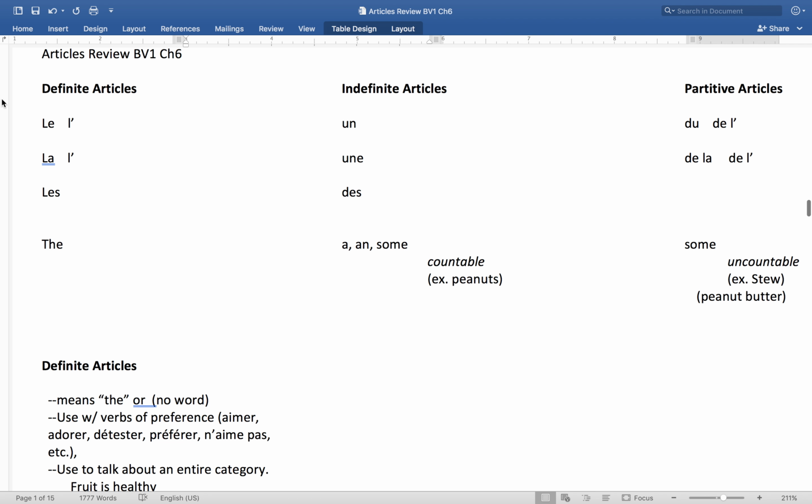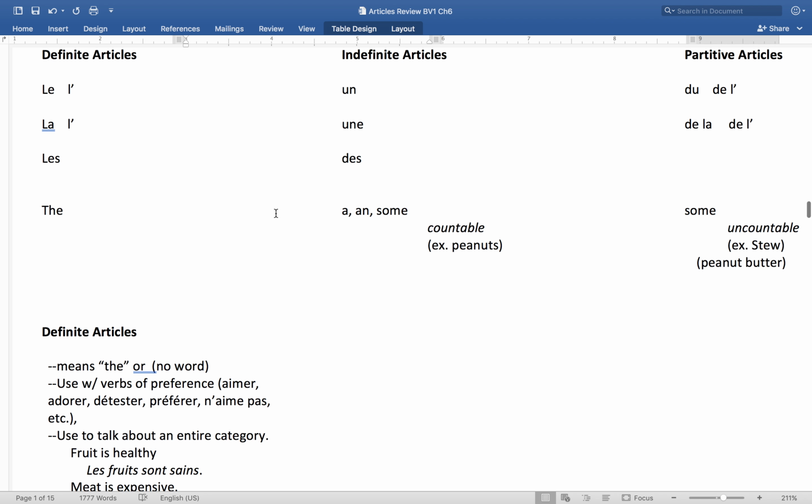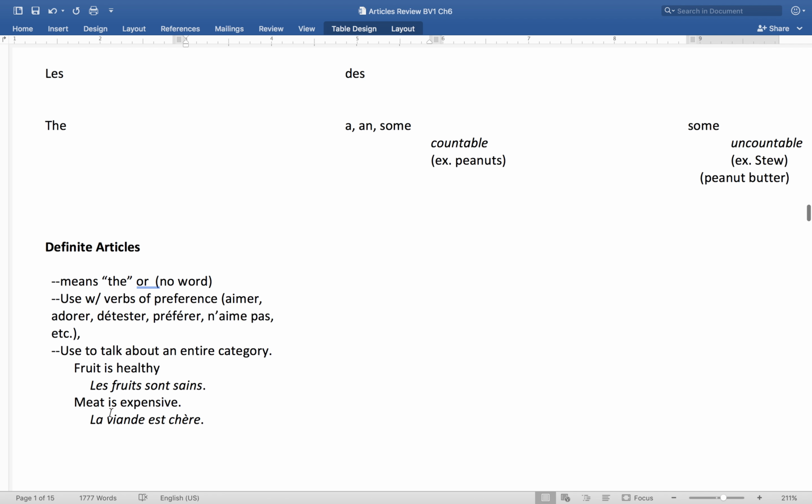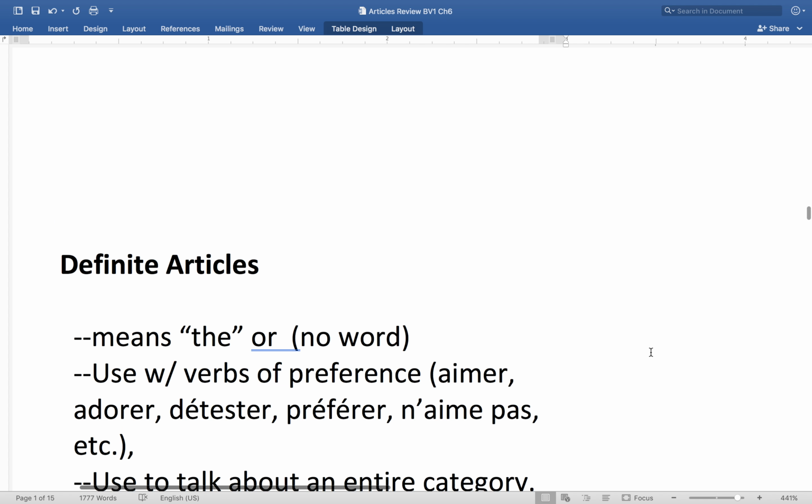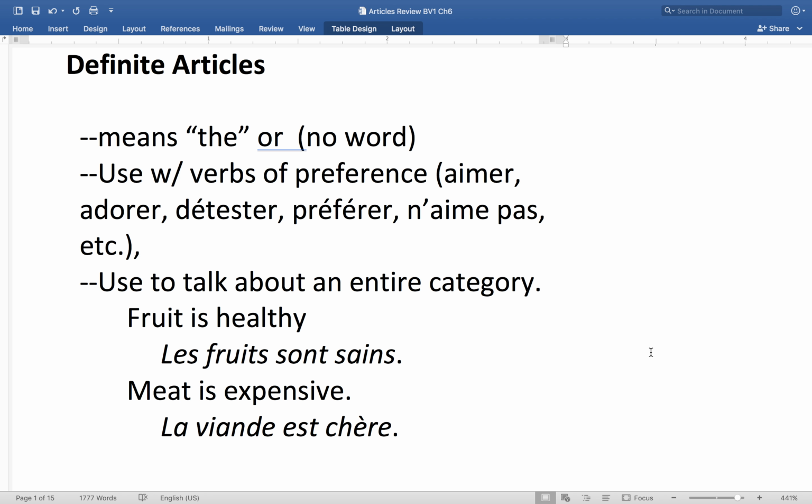So when do we use a definite article? Remember, definite articles mean the. So we're going to zoom in here a little bit and talk about when we use definite articles. Definite articles mean the or nothing at all. You use definite articles with verbs of preference like aimer, adorer, détester, préférer, n'aime pas, so love, like, hate, prefer. You use a definite article along with a verb of preference. And you use a definite article to talk about an entire category. For example, fruit is healthy.